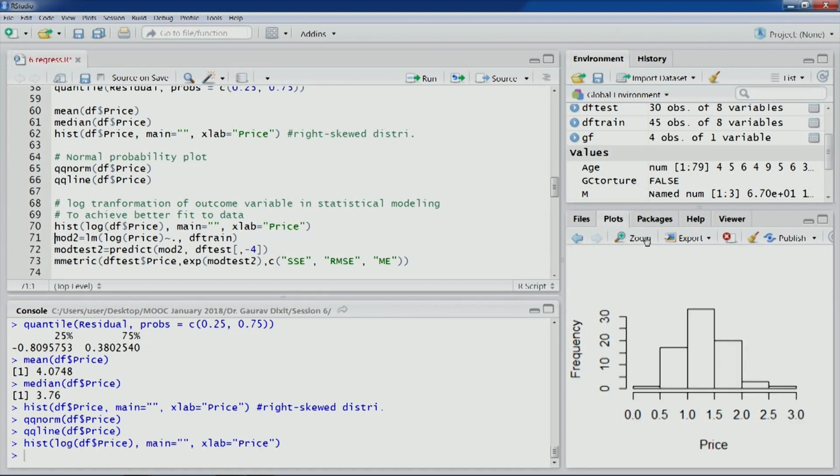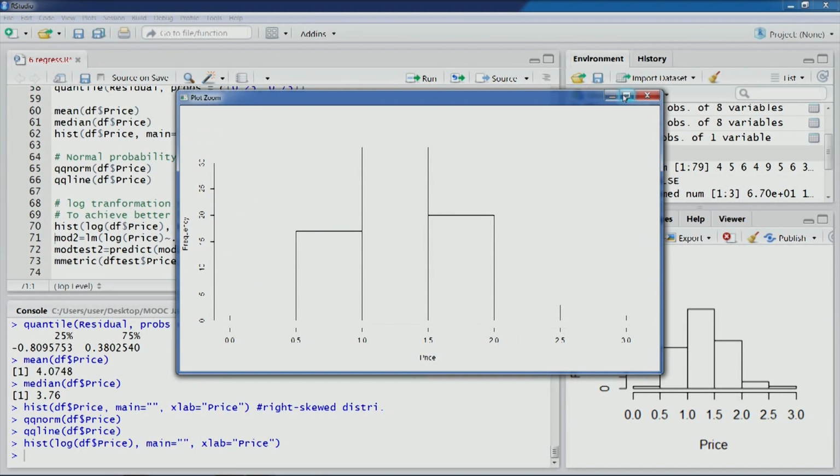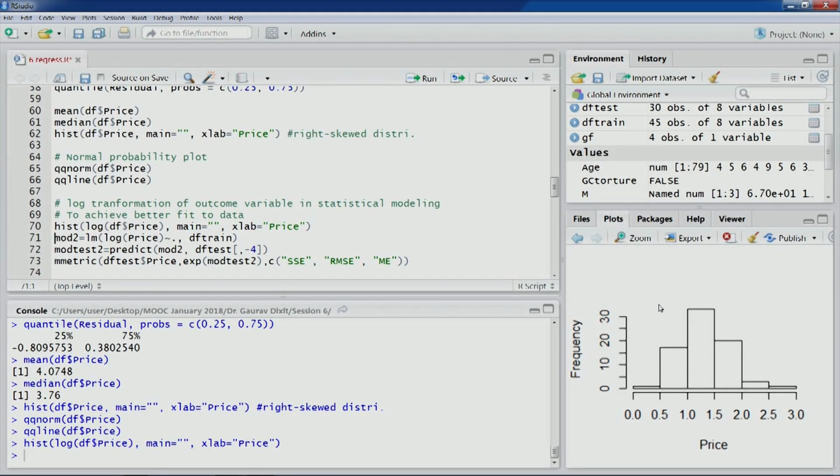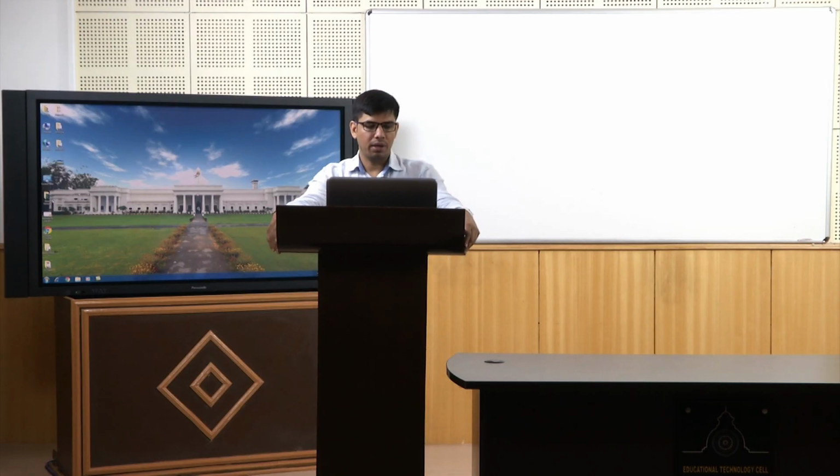Now you see this, once we have generated it, this seems to be more of a normal distribution. If we compare this plot to the previous histogram that we had plotted, this seems to be following a normal distribution. In the other plot, there was a clear right skewness. Now from the plot, what we understand is that we can use this log transformed value as the outcome variable of interest in our regression model.